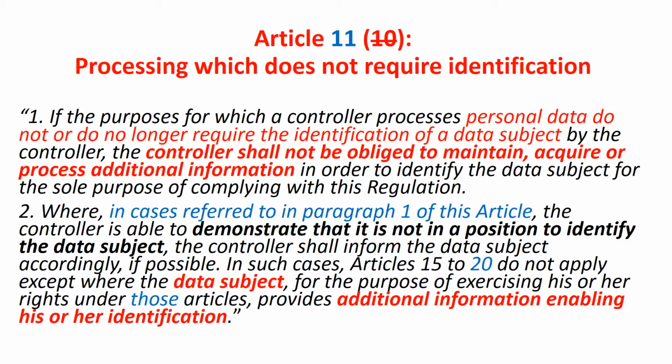In Article 11, it is laid down that if the purposes for which a controller processes personal data do not or no longer require the identification of a data subject by the controller, the controller shall not be obliged to maintain, acquire, or process additional information in order to identify the data subject. Where the controller is able to demonstrate that it is not in a position to identify the data subject, it shall inform the data subject accordingly, if possible. In such cases, for the purpose of exercising the data subject's rights, the controller shall accept additional information enabling the exercise of such rights.